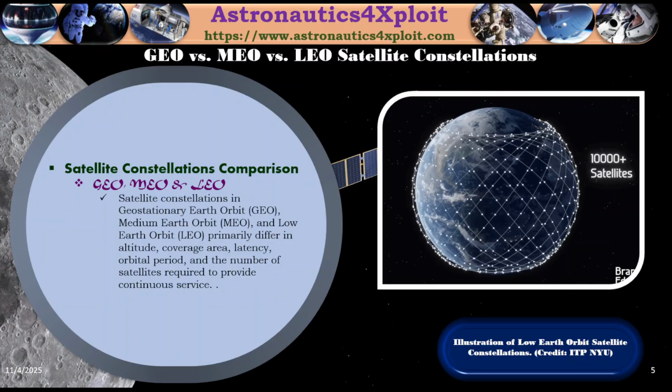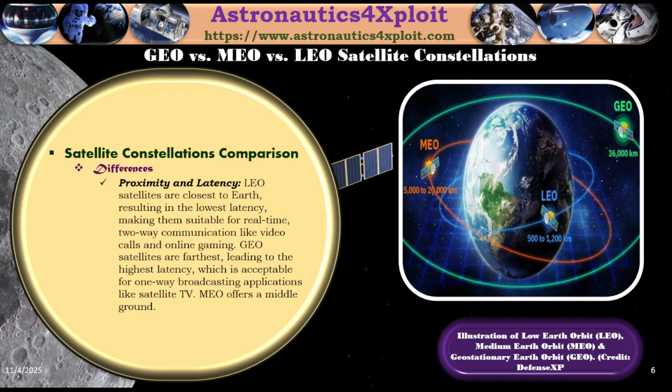Illustration of low Earth orbit satellite constellation is shown in this picture. Satellite constellations comparison, proximity and latency. LEO satellites are closest to Earth, resulting in lowest latency, making them suitable for real-time two-way communication, such as video calls and online gaming. GEO satellites are farthest, leading to the highest latency, which is acceptable for one-way broadcasting applications, such as satellite TV. MEO offers a middle ground.